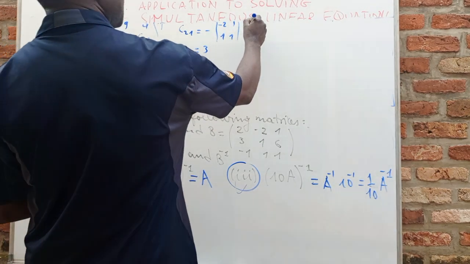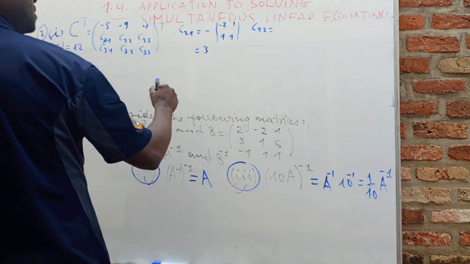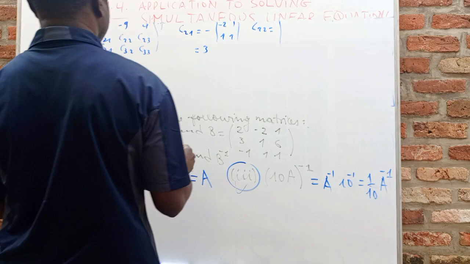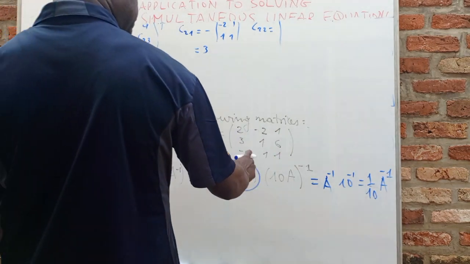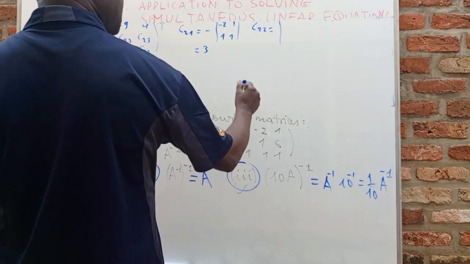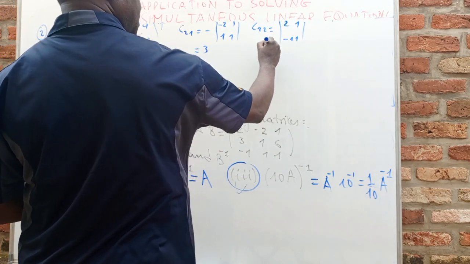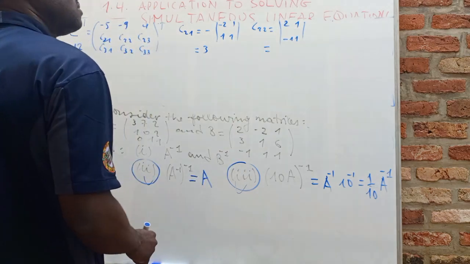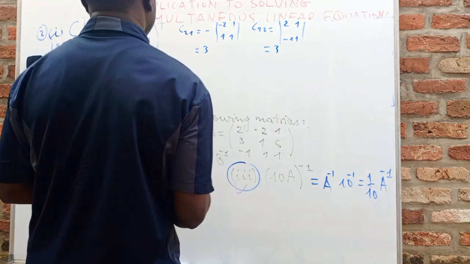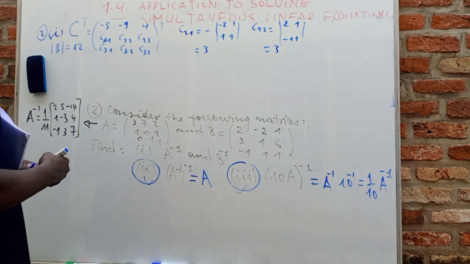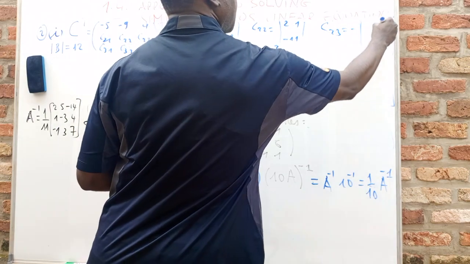Okay, C22, so this one is positive, and here that is 2 1, negative 1 1. This is 2 plus 1 is 3. Okay, this is okay. They are the same. C23 equals negative 1.